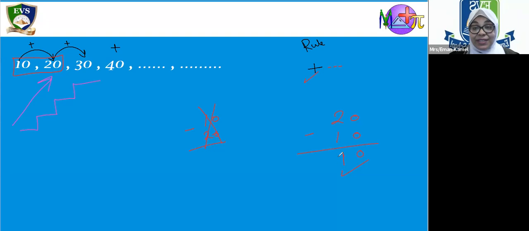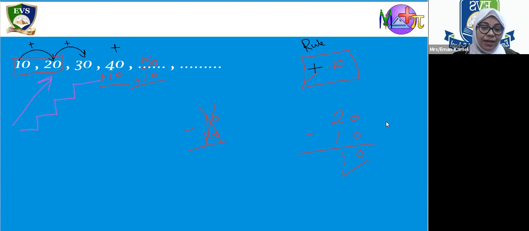So here the answer is 10. So the rule is plus 10. This is my rule. Plus 10. So if you want to know the next number, you have to add 10. 40 plus 10 equals, it's so easy, 50. And what's the next? Add another 10. 50 plus 10, who can answer me?